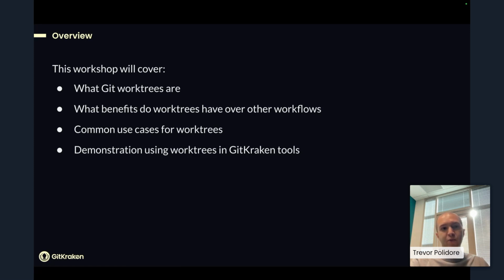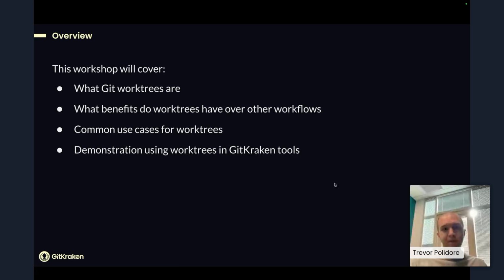So I'm going to go through a little bit about what Git Worktrees are, some benefits that Worktrees have, touch on a few common use cases for Worktrees. It's not fully extensive, but main use cases that people use Worktrees for today, and then jump into a demonstration using GitKraken Desktop to manage Worktrees and hop in between GitKraken Desktop and GitLens for VS Code. So if you do have any questions, feel free to throw them in the chat or use the Q&A panel on the right.